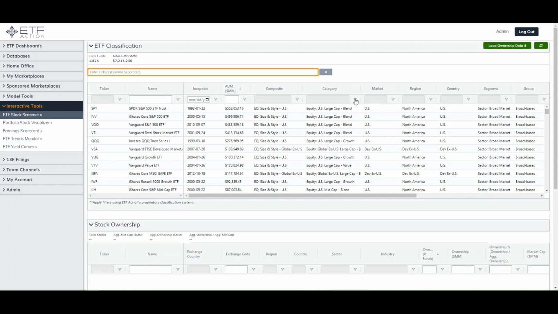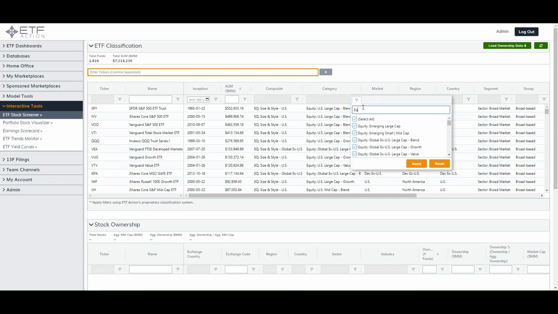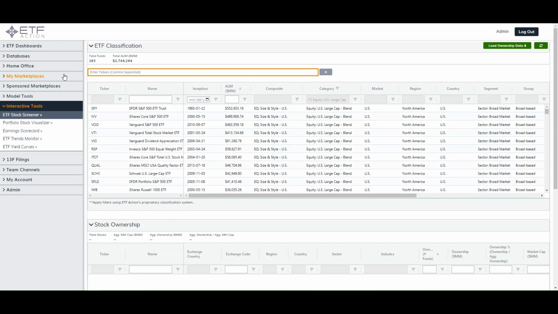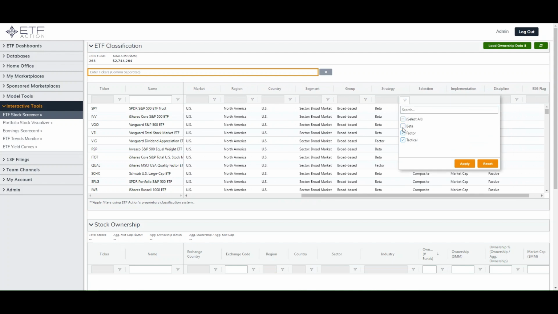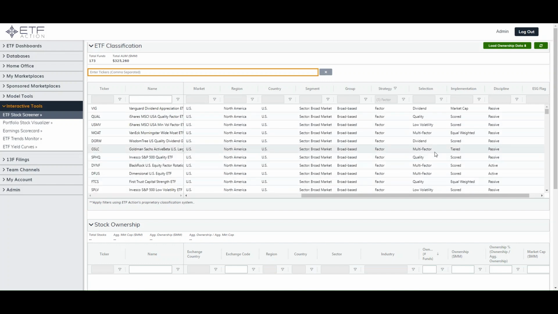So I'm going to set my ETF Action category to equity US large cap blend. So we are now down to 263 total funds. But I want to narrow that to specifically quality ETFs. So I'm going to scroll to the right here, and under strategy, I'm going to get rid of all of those plain vanilla beta strategies, and I'm going to get rid of our tactical strategies as well. So now I'm left with just factor funds. You can see we're down to 173 ETFs.